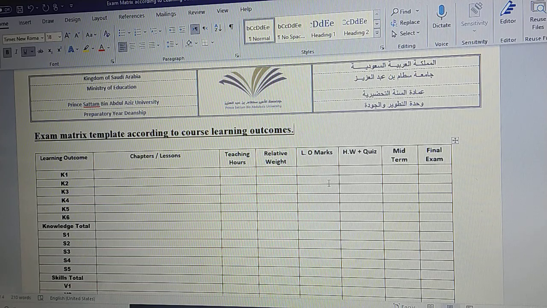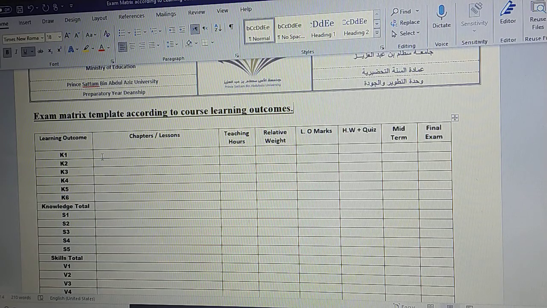Hello, my dear colleagues. Today, inshallah, we will talk about two templates. The first one is the exam matrix template according to course learning outcomes. This exam matrix template is very important. It gives me the mechanism for how to write an exam according to the relative weight of the course learning outcomes.